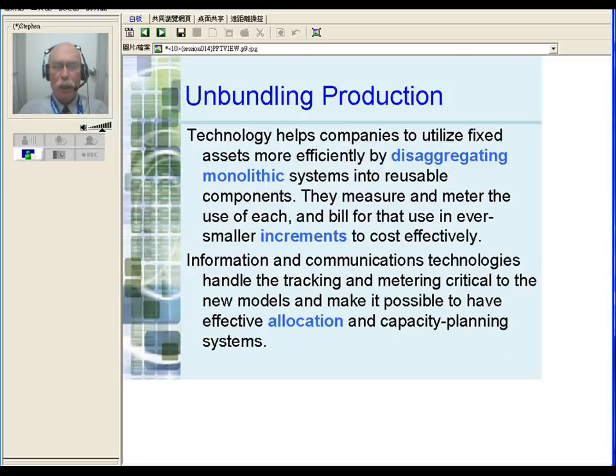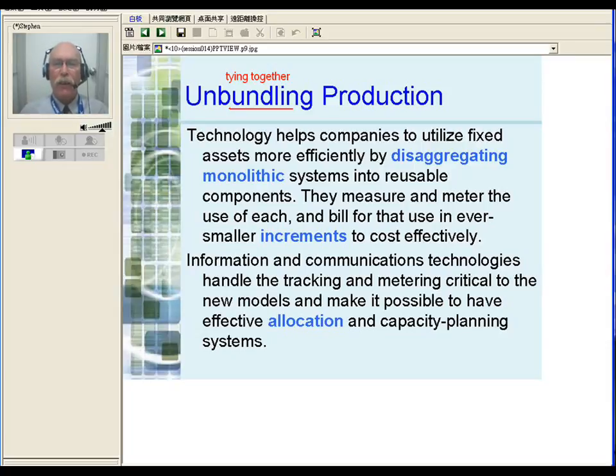Okay, so let's take a look at our second topic here, unbundling production. So we know what bundling is, right? It is tying together, we can say, two or more things, right? Okay, so a lot of times when you buy a new computer, you will get a bundle, or computer software will be bundled together that you buy for your new computer. Unbundling then is the opposite of that, is breaking those bundles apart. So let's see what that is.